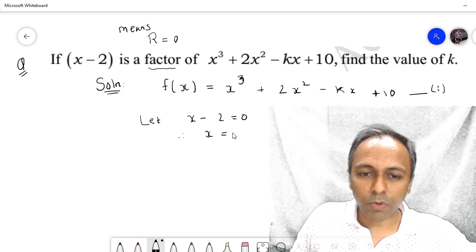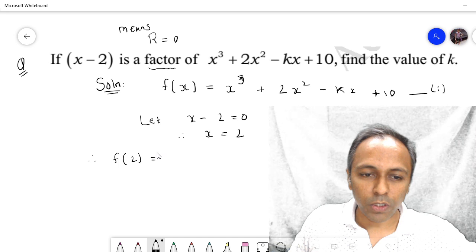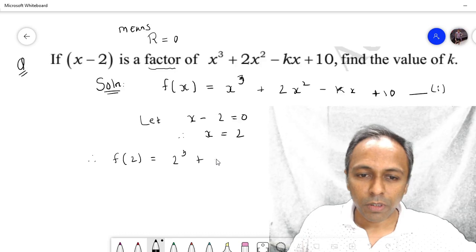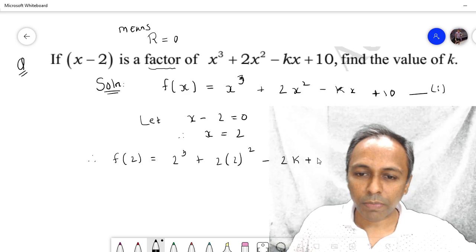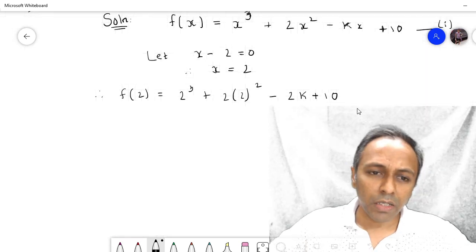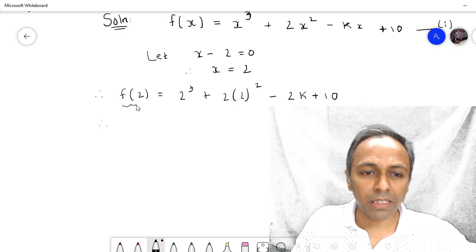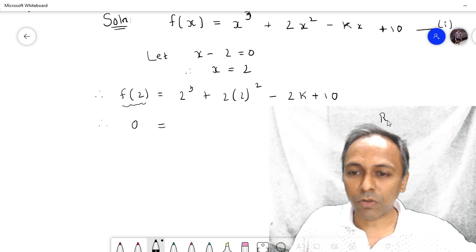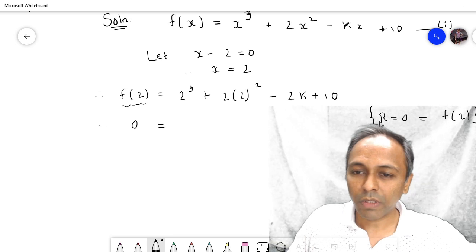Therefore x is equal to 2. Therefore f of 2 will become equal to, let us substitute 2 in equation 1. So 2 cube plus 2 into 2 square minus 2k plus 10. Correct? This you have got it from equation 1. Now because the factor word was there, your remainder, f of 2, is said to be 0, because we had written remainder is 0 earlier. Remainder is 0 implies in this example f of 2 is 0.